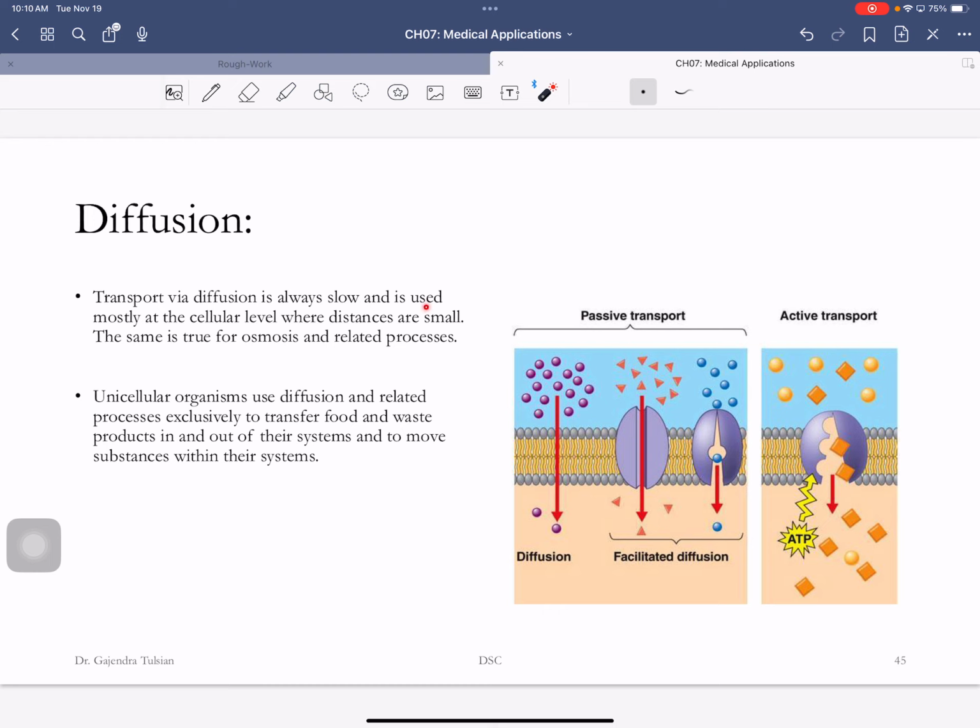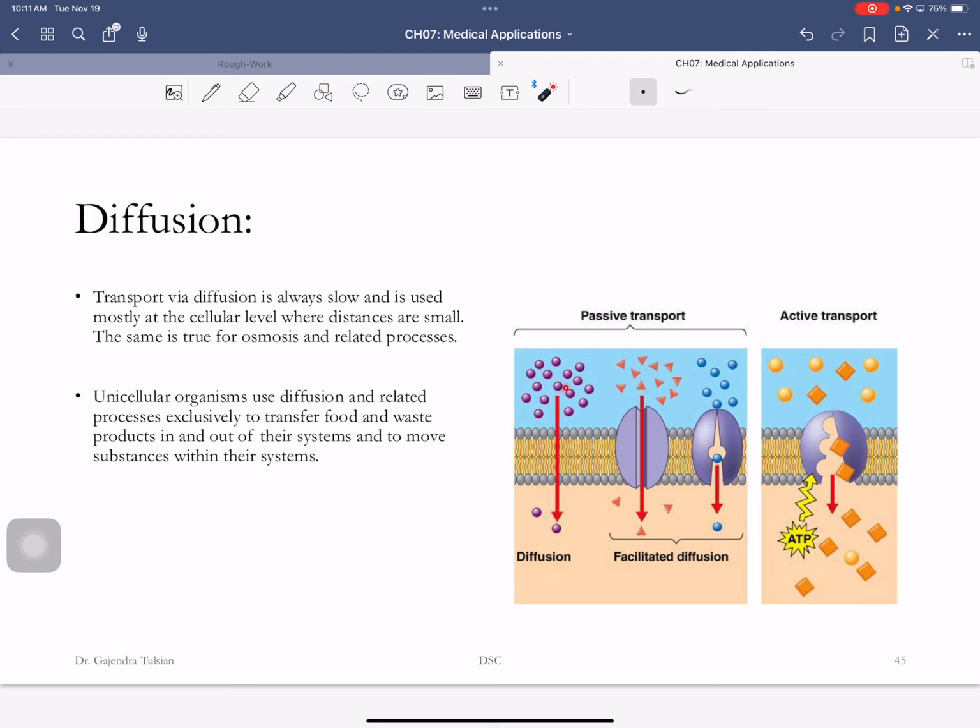Transport via diffusion is always slow and is used mostly at the cellular level where distances are small. The same is true for osmosis and related processes. We'll come to that. Unicellular organisms use diffusion and related processes exclusively to transport food and waste products in and out of their system.